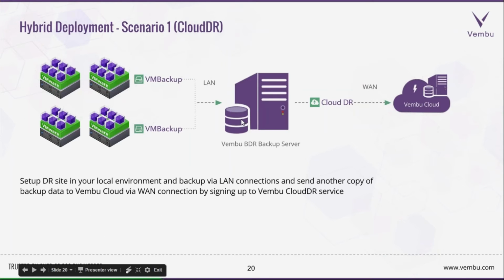The hybrid deployment is where you have one common Vembu BDR backup server backing up multiple VMware environments with a dedicated VM backup agent, and once the data is sent to the Vembu BDR backup server, it will be replicated to Vembu Cloud for a redundant copy, so that in case of a disaster you can perform direct disaster recovery from our cloud. It's a hybrid cloud deployment scenario using Vembu Cloud.